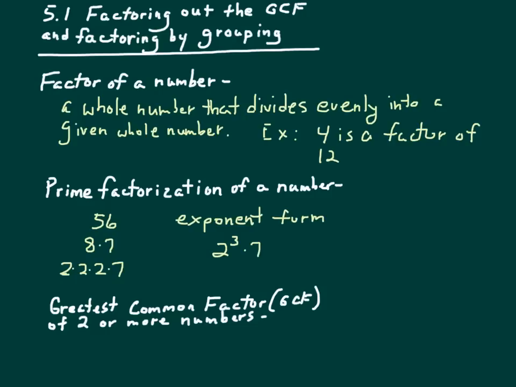And remember, prime numbers are numbers whose only factors are 1 and itself. So 2 is a prime number, 7 is a prime number, 8 is not a prime number. Again, this is all material from previous years, so I'm moving pretty fast here.